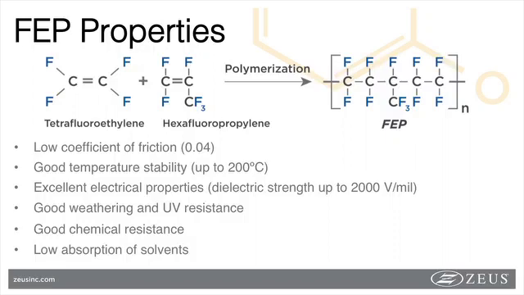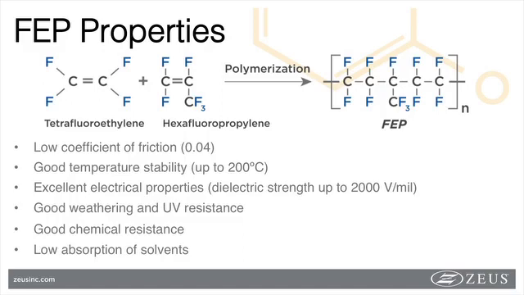Fluorinated ethylene propylene, or FEP, is a lower recovery temperature alternative to PTFE. The chemical structure of this polymer very much resembles that of PTFE. However, a branch is introduced to the linear molecular structure. FEP is a copolymer of tetrafluoroethylene and hexafluoropropylene. A seemingly small structural difference yields measurable property differences.